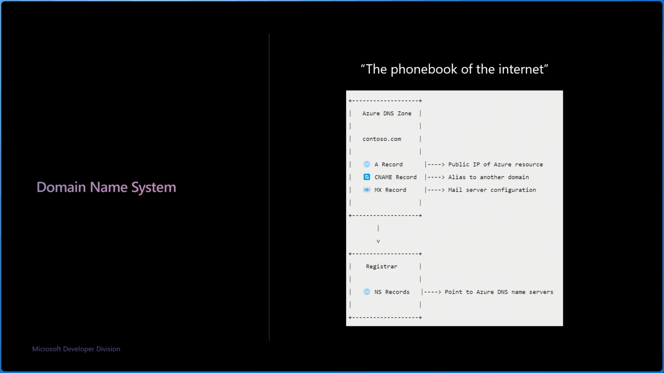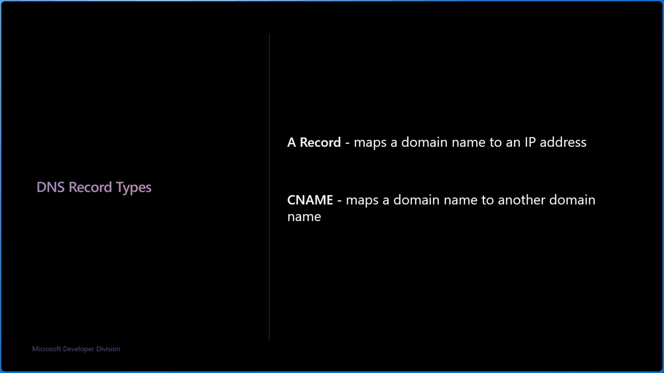This magic happens with the domain name system, or DNS. Think of it as the phone book of the internet. When you enter a URL in your web browser, DNS translates that human-friendly domain name into the IP address of the server where your content is hosted. There are two types of DNS records that we should be aware of today.